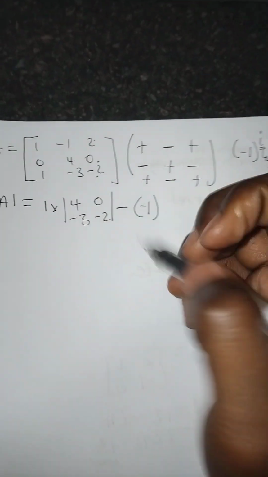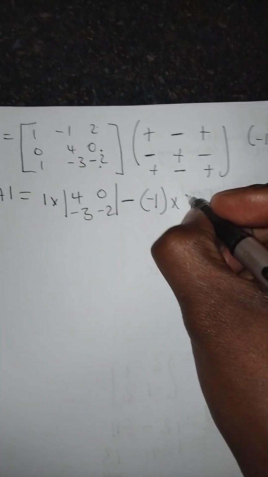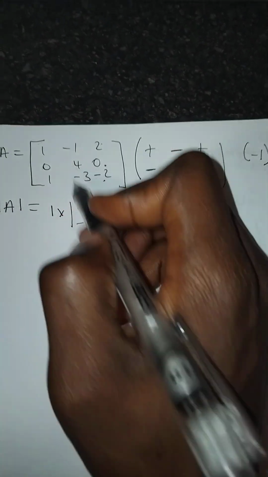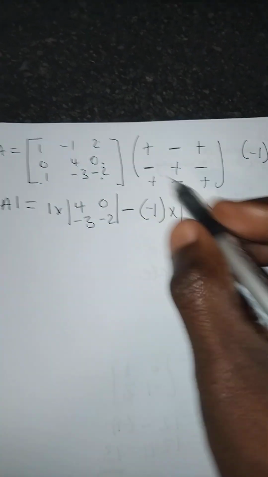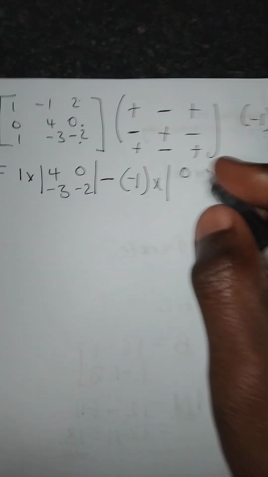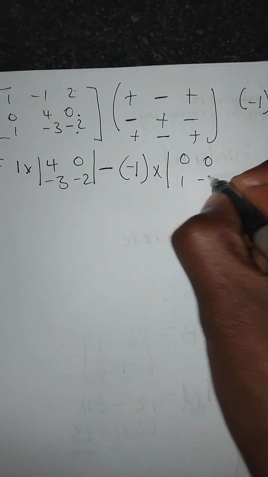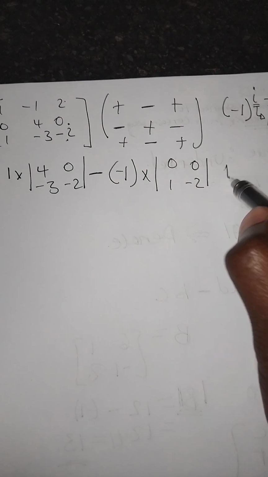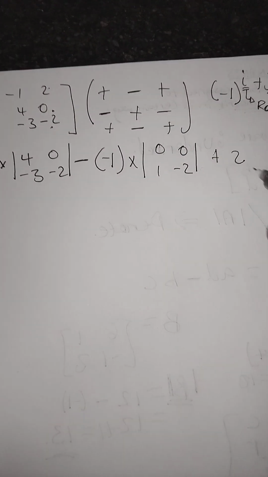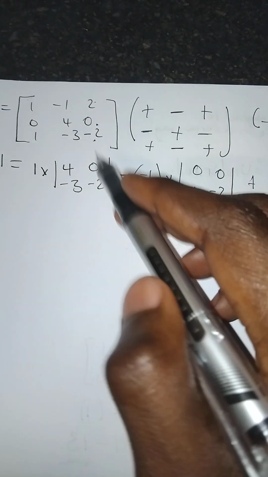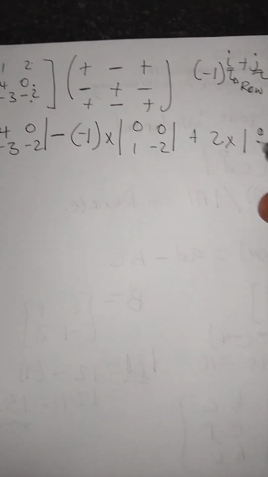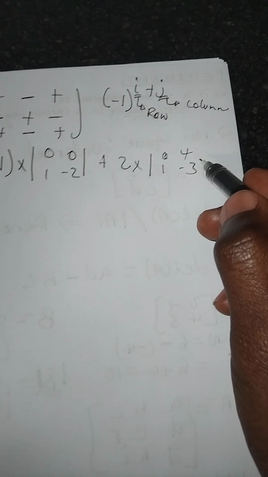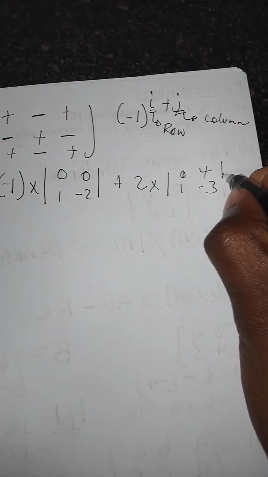Okay, fine. Let's continue. Then we're going to multiply it. We are canceling the column and the row. What remains is 0 0 1 minus 2, just like that. Then the last one, we take that sign, plus 2 multiplied by, we cancel this and that, and we remain with 0 4 1 minus 3, just like that.